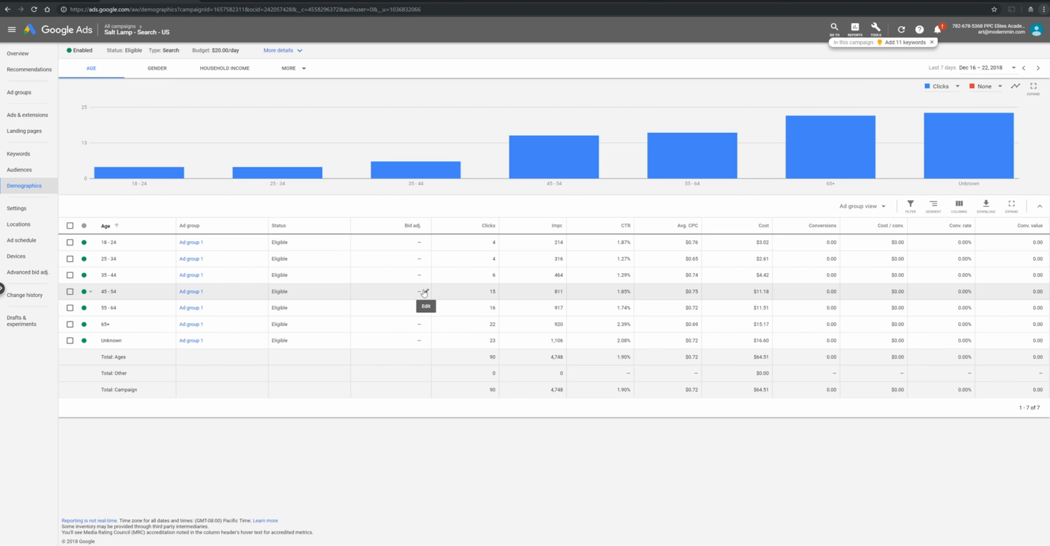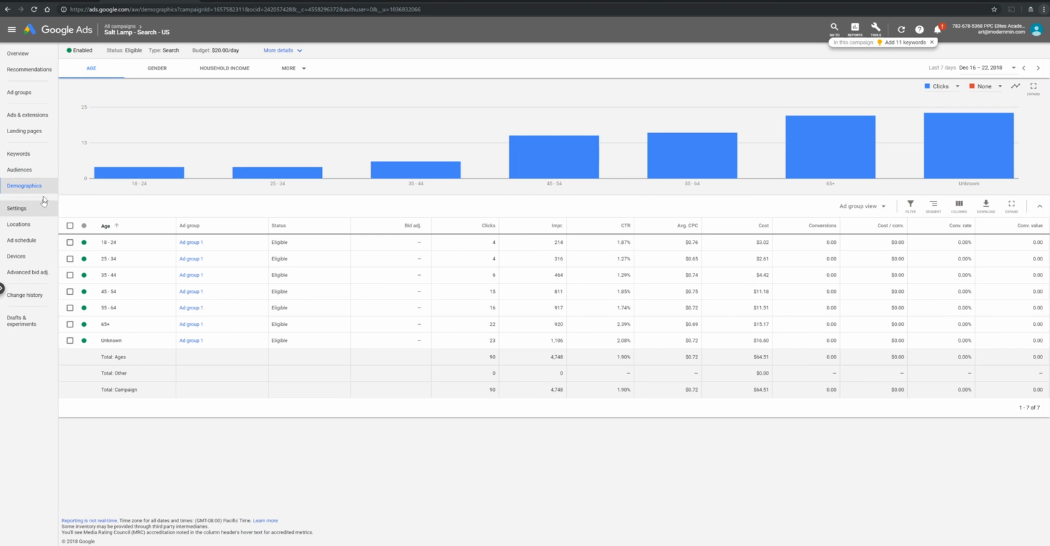So essentially what bid adjustments are, they are a way for you to hone in on what is working the best. So whether it's a certain age group, a certain gender, a certain household income, it's a way for you to focus more of your budget on those certain areas, those certain ranges, all right?